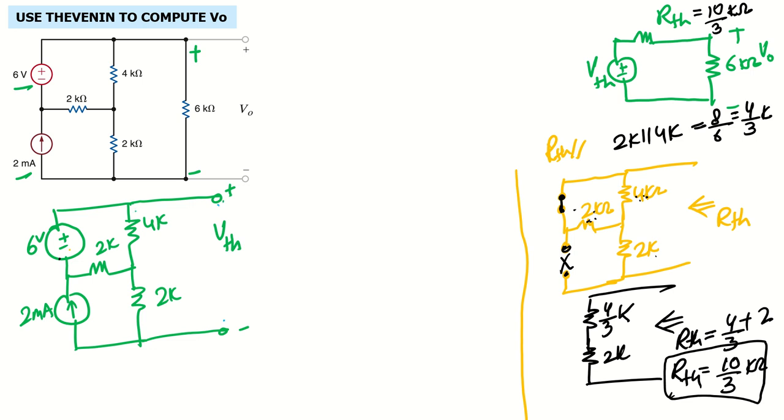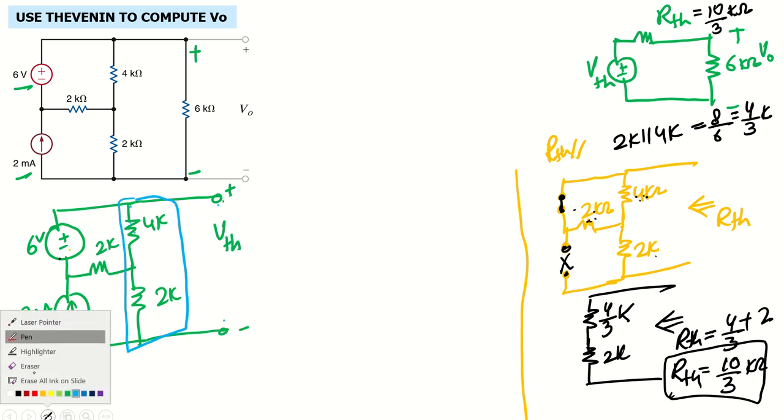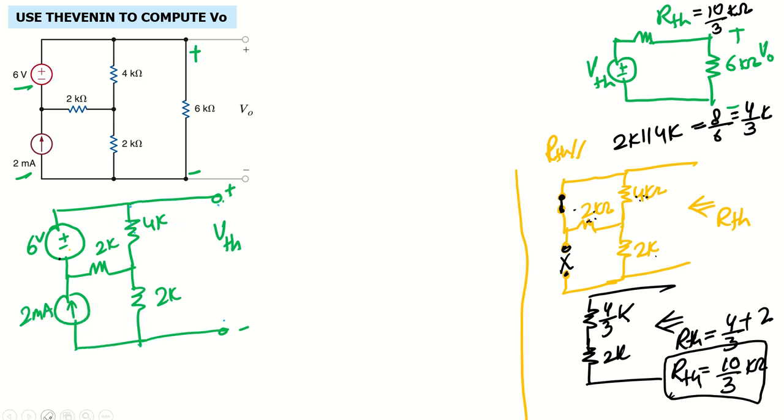Actually, that is the voltage drop across the 4 kilo ohm and 2 kilo ohm, because this whole branch is in parallel with this one. So if we can find the voltage drop across these two, we can get that. If you look at this circuit, we have a current source and a voltage source. So my target is to find the current flowing through 4 kilo ohm and through 2 kilo ohm. We can use simple mesh analysis, or loop analysis.